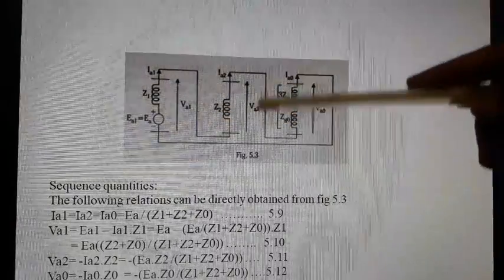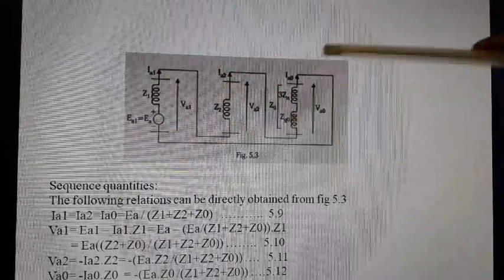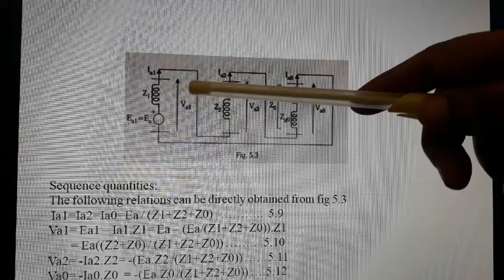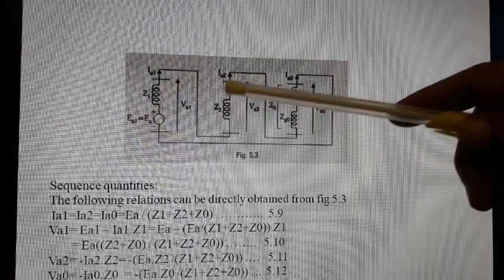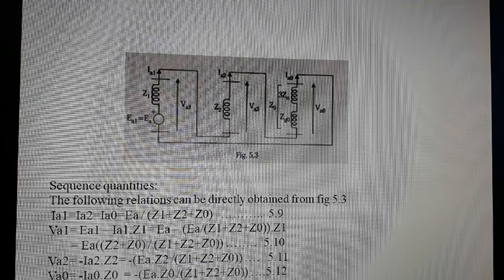This is the positive sequence network, negative sequence network and zero sequence network. All must be connected in series, because from the equation IA1 must be equal to IA2, which is equal to IA0. Another thing is VA1 plus VA2 plus VA0 is equal to VA. So both the equations hold good.